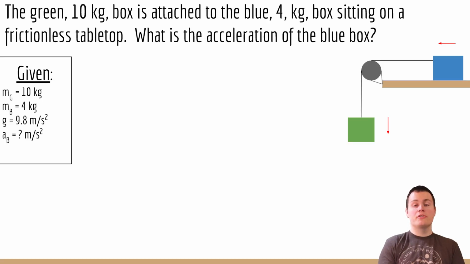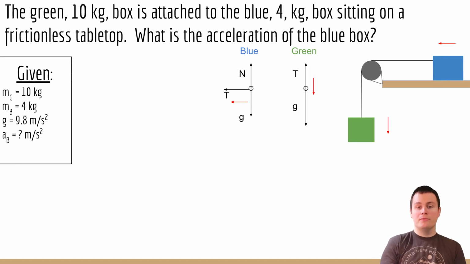Next, I wanted to make sure I wrote out force diagrams for each of the two blocks. For the green block, it's pretty simple. We just have gravity going down and tension going up. I drew a little red arrow because we're going to assume it's going in the downward direction, so that means we're going to say down is positive. For the blue block, we have gravity going down, the normal force going up, and tension pulling it to the side.